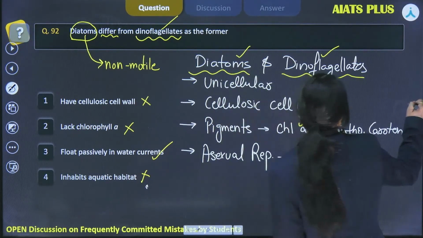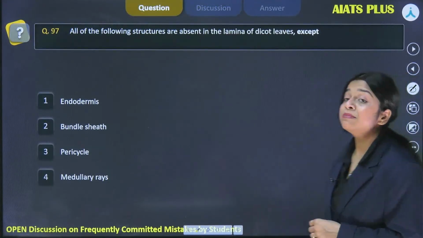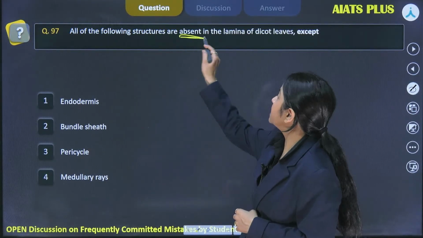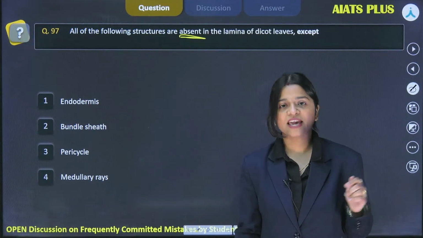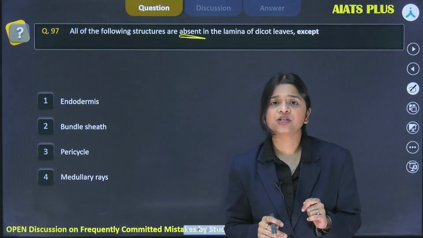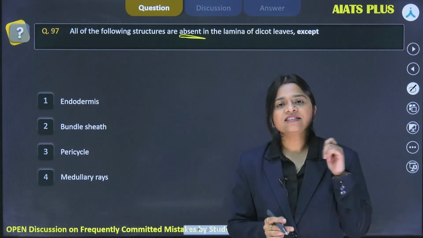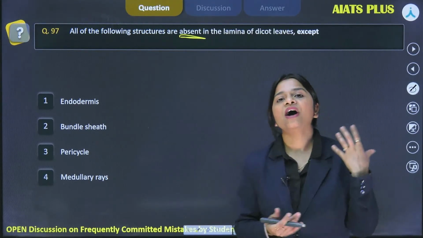Now, the next question that we move on to is question number 97. All of the following structures are absent in the lamina of dicot leaves except, okay. So the question is from anatomy of flowering plants. When it comes to anatomy, a lot of you make a lot of mistakes, okay. I know it's a bit tricky chapter. There are so many concepts that you have to keep in mind.